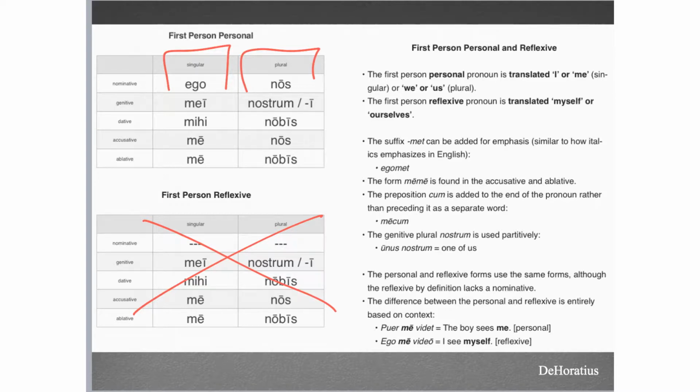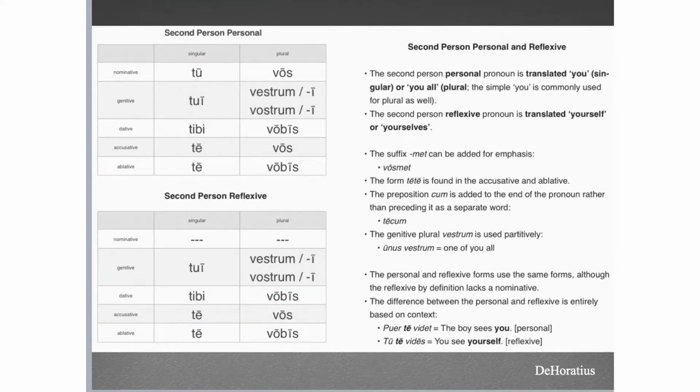The first person for this one. Remember that ego is going to be I, and then everything else is going to be me. The genitive will obviously be of me, the dative to or for me, etc. All right? And same thing here. Nos is going to be we, and then everything else is going to be us. And that's that subjective versus objective in English, and of course nominative, and then the objective cases in Latin.